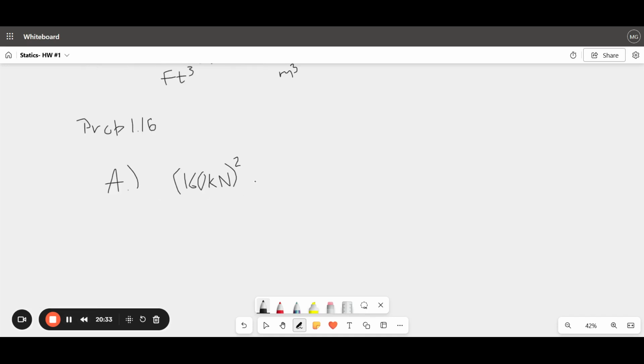So make sure when you're doing this problem, do not make the same mistake I did. Make sure that you're squaring both the unit and the number, because that's going to change your answer significantly. It's not going to just be 160 kilonewtons squared. No, it's going to be a big number, kilonewtons squared. So in this case, it's 25,600 kilonewtons squared.